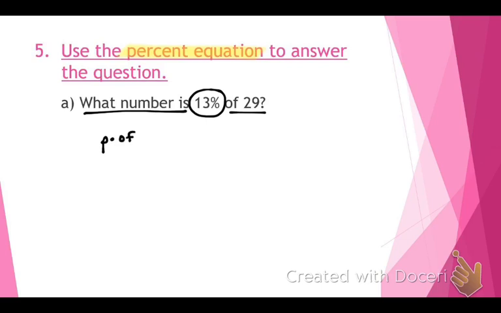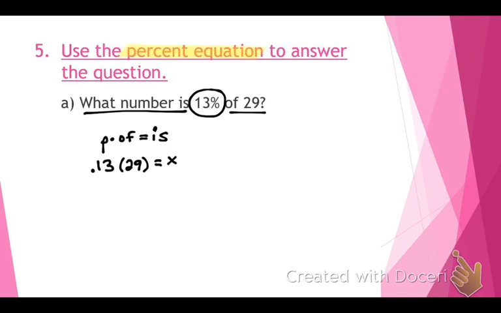P times of equals is. Jakari, what's my P? And what do I have to do to that 13%? Good job. So what would it be? 0.13. Very good. Kyla, what's my of? 29. And Michael, what's my is? It's just plain old x.